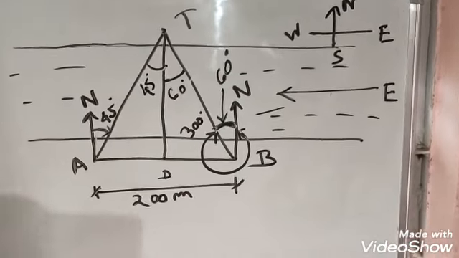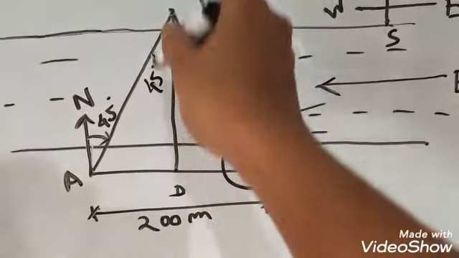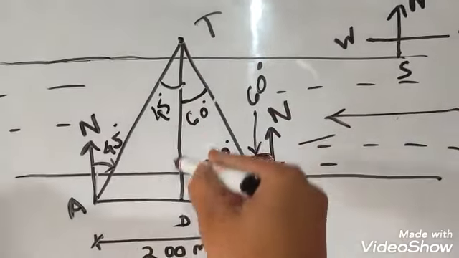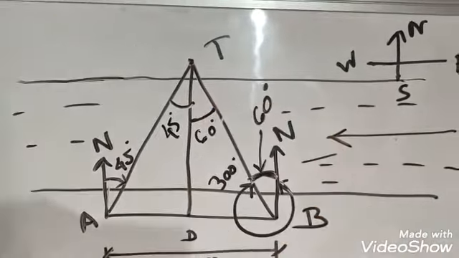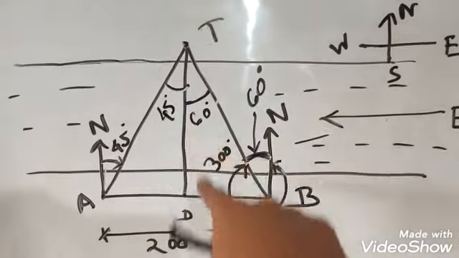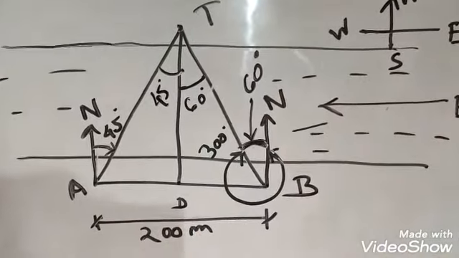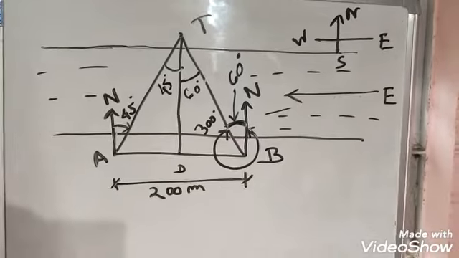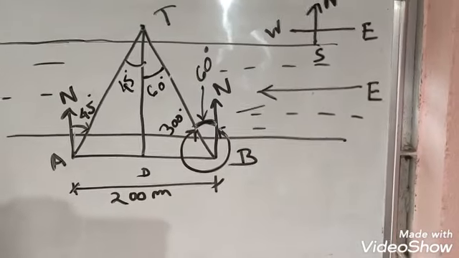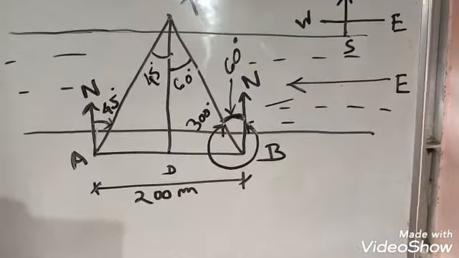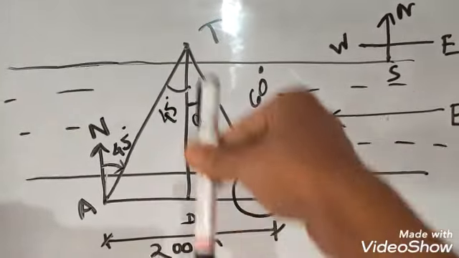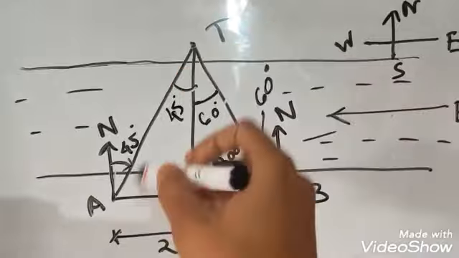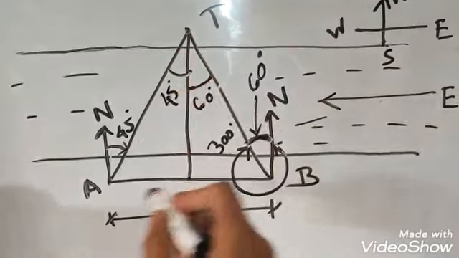So what is our basic goal? We need to find out TD. TD is the width of the river, because T and D are very near to the edges. So we can assume that TD is the width of the river. So we need to find out the dimension of TD. Now let us take the triangle TAD.